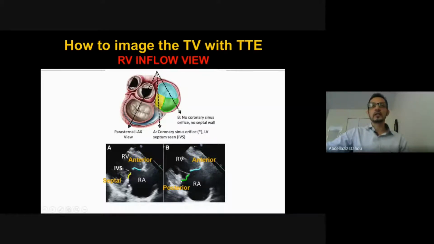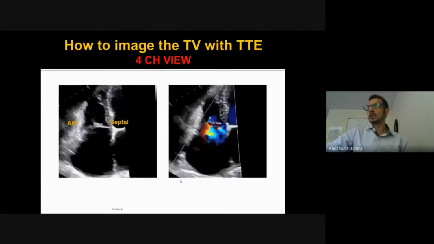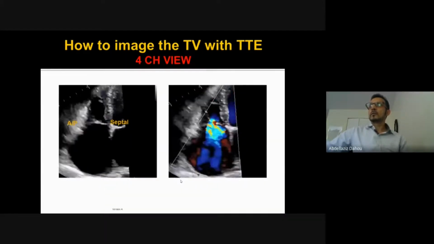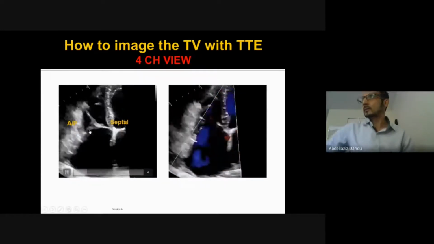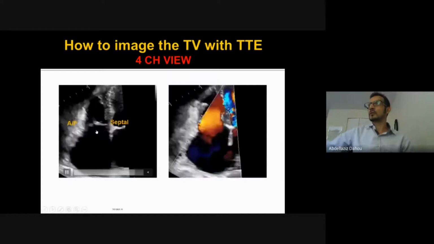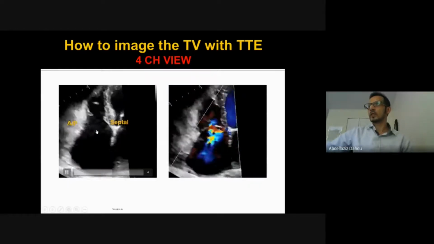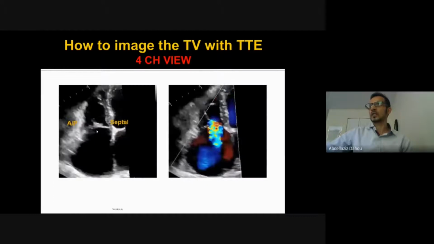And you can tell where the jet is located, and if there is prolapse, where the prolapse is located. From the four-chamber view, this is a basic view. We can provide a four-chamber view for TR quantification or examination of the tricuspid valve.